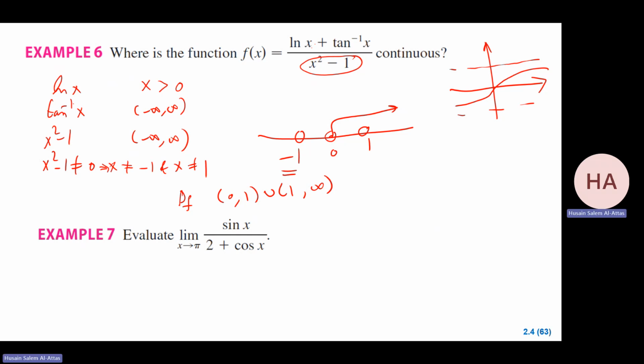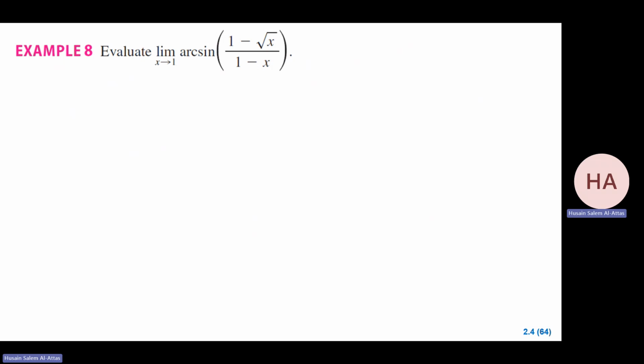If I need to find this limit as x goes to pi, I have no problem here. This is continuous everywhere. This is continuous everywhere. But the denominator will not equal 0. So I just substitute. So pi belongs to the domain of f, so you can just substitute. That will be sine pi over 2 plus cosine pi. That is 0 over 2 minus 1, which is 0. So that will be the limit.